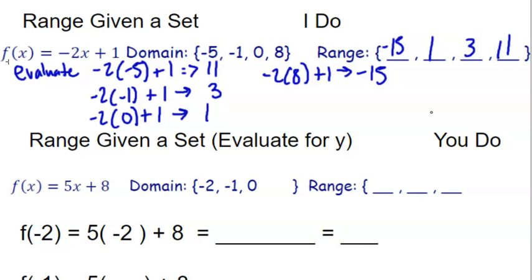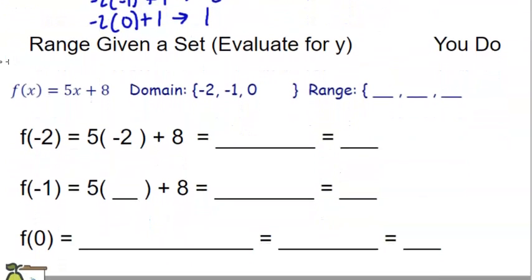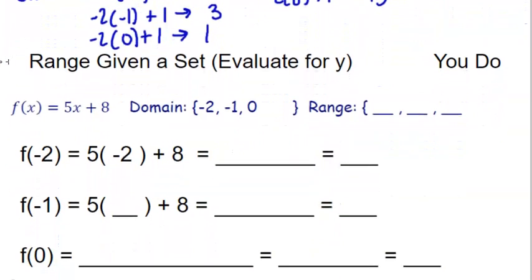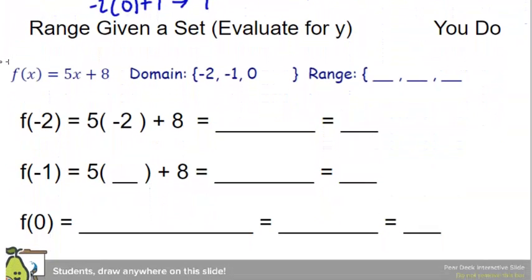On the next slide, you try that one. You're given f of x equals 5x plus 8. Your domain is negative 2, negative 1, 0. And I erased the other one, so you only have to do 3. Evaluate these 3 elements to find the range. Do it for negative 2, negative 1, and 0.